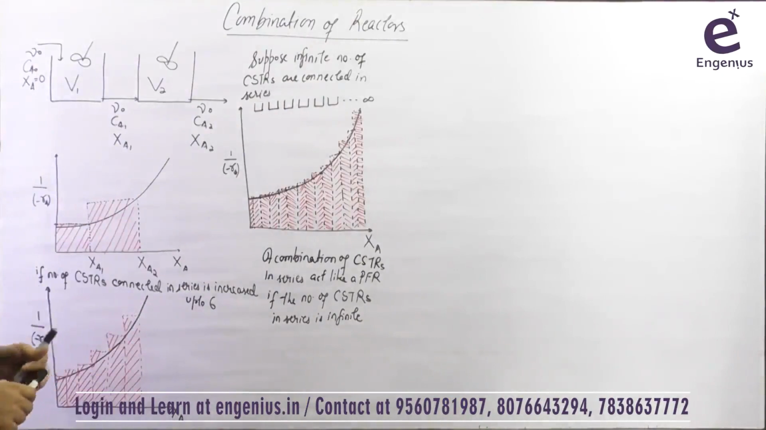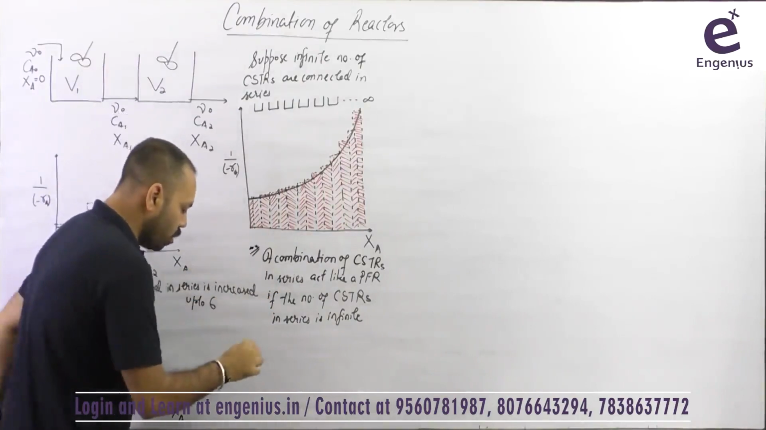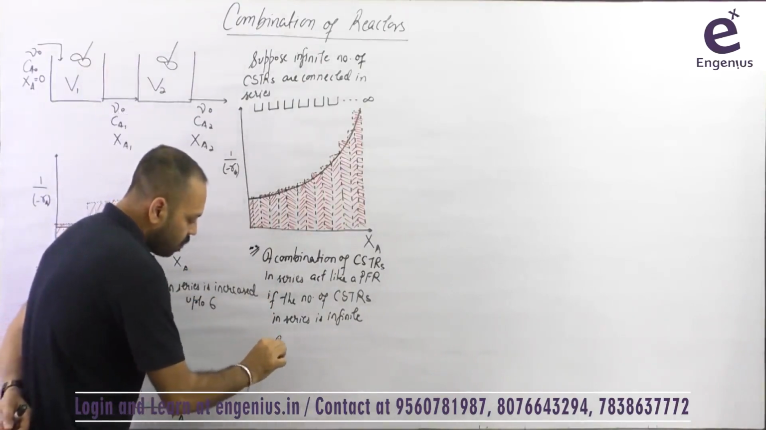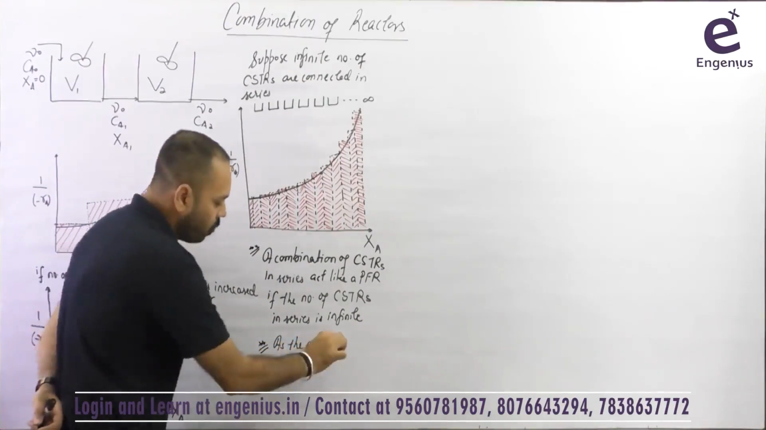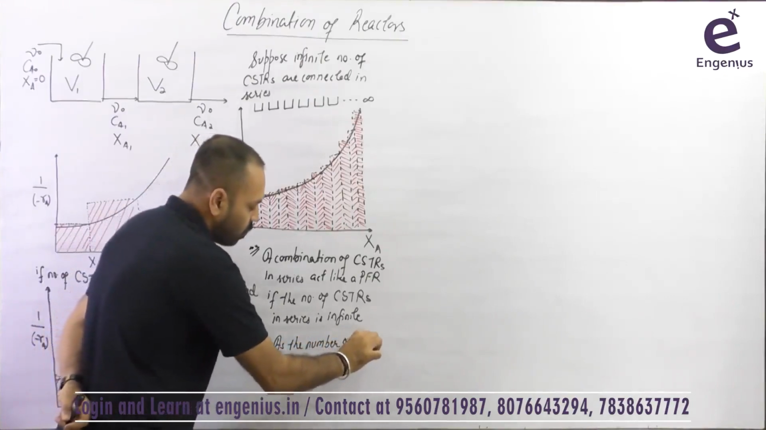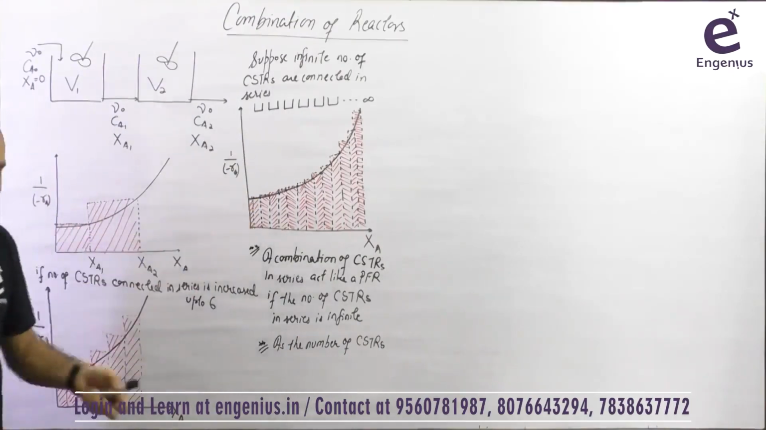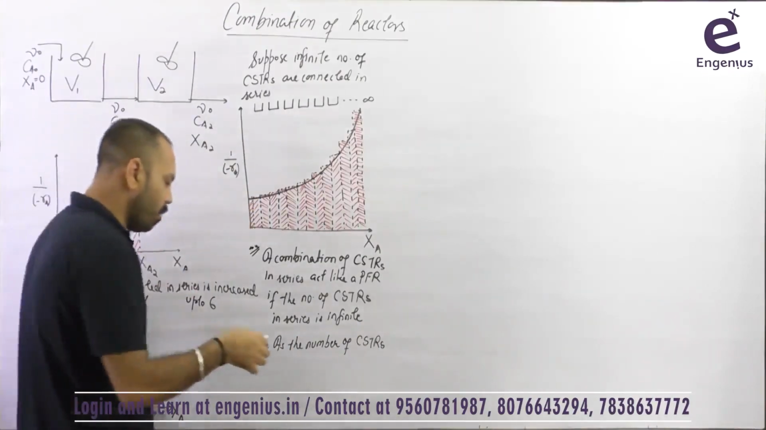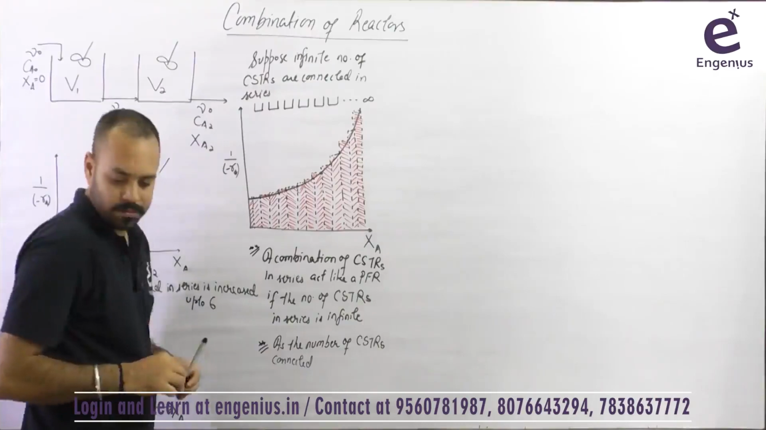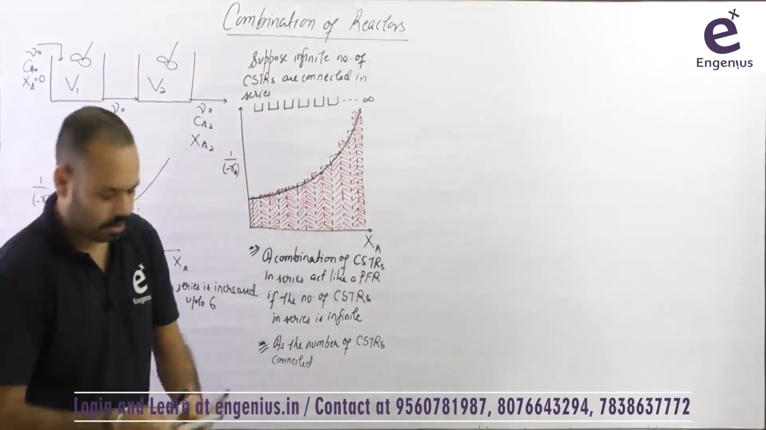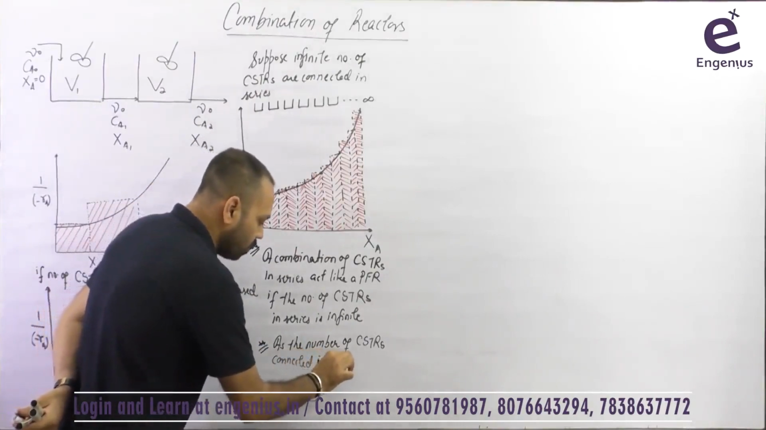A combination of CSTRs in series acts like a PFR if the number of CSTRs in series is infinite. That is one point. As the number of CSTRs connected in series increases. So I have explained it from this to this to this, the number of CSTRs connected in series increases.